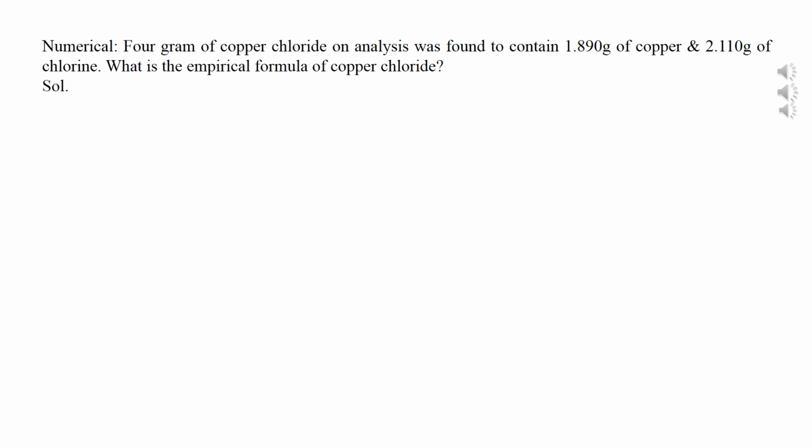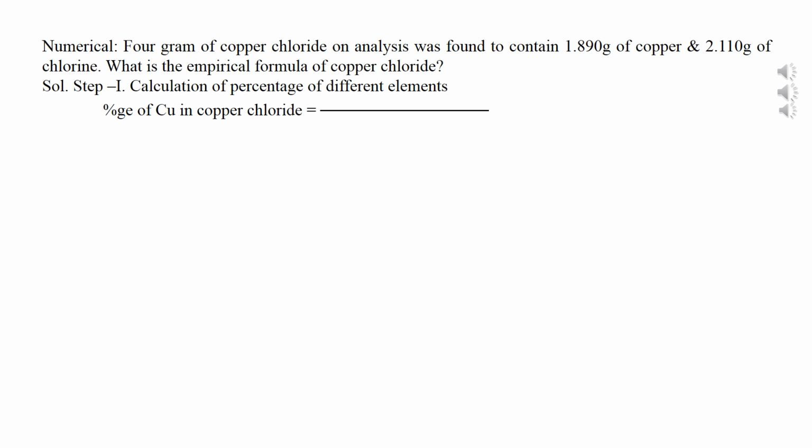in first step, we have to calculate the mass percentage of different elements in the numerical, which we can easily calculate by applying the formula, that is mass percentage of copper in copper chloride is equal to weight of copper divided by total weight of copper chloride multiplied by 100, that is equal to 1.890, which is the weight of copper, divided by 4 gram, which is the total weight of copper chloride, multiplied by 100, that comes out to be 47.3%.